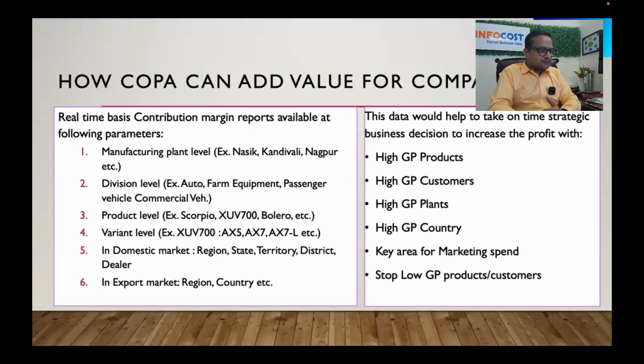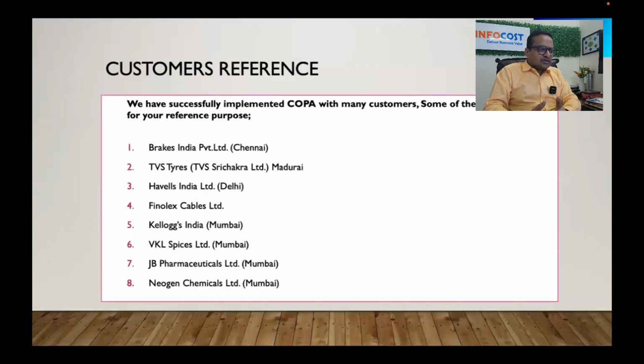Let's go to the next. These are some of our customers where we have developed and implemented COPA, like Brakes India, TVS Tires, Havells, Phenolax, Kellogg's, VKL Pharmaceutical, JB Pharmaceutical, Neogen Chemical. If you see, we have an array of different industries and very vast experience. These are just a few clients, and we have experience of implementing COPA and costing in more than 100 clients. So friends, we have a good team, and we do end-to-end study and end-to-end work, and we ensure the delivery is there with the final users.